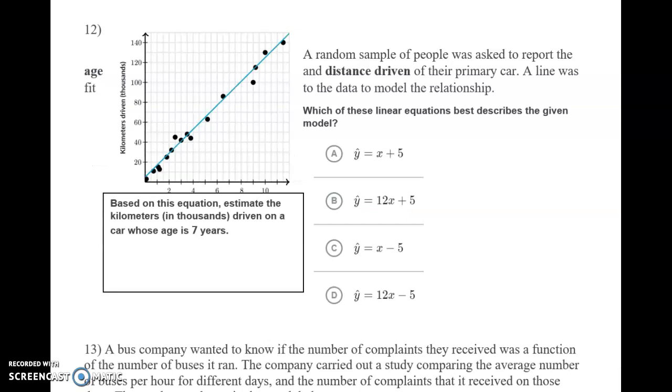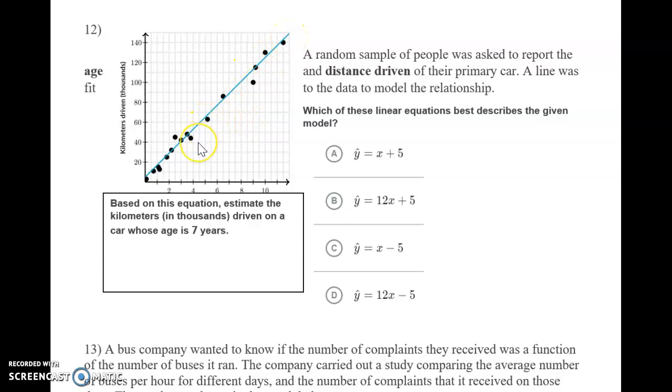Number 12. A random sample of people was asked to report the age. Okay, so age got dropped out of here. The age and distance driven of their primary car. A line was fit to the data to model the relationship. Which of these linear equations best fits the given model? So we're trying to identify the equation for this line.